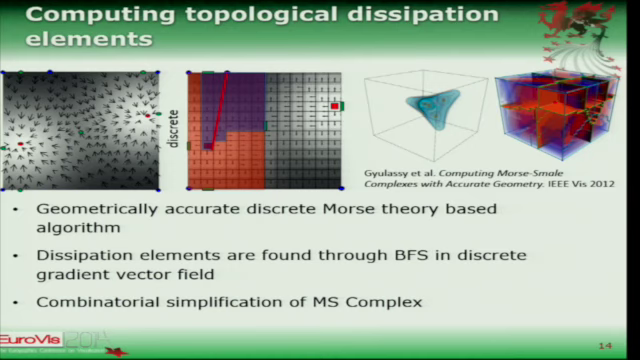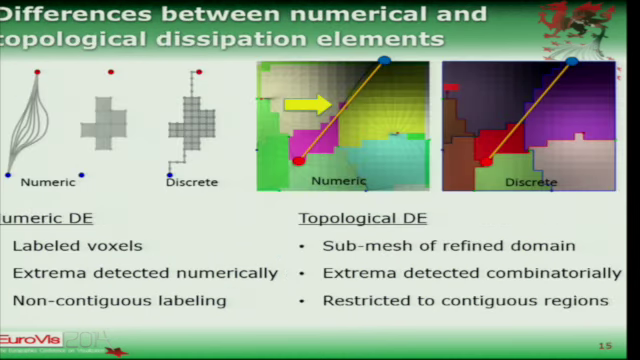And now that we have a robust structure, a full Morse-Smale complex, there are also techniques to simplify this in the literature. Okay, so we have a numerical definition and a topological definition. How are they different? Well, on the very left, we computed a bunch of streamlines that labels voxels, the centers of voxels, as the dissipation element.